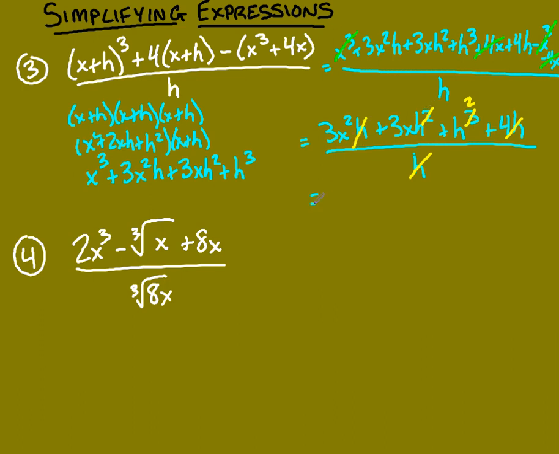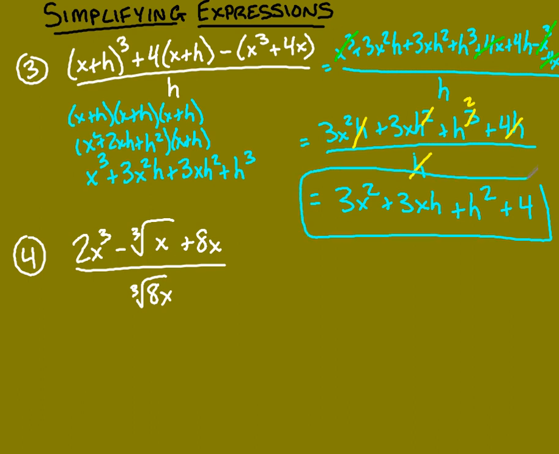So that means my final answer here will be 3x squared, this part will leave me with a 3xh, this part will be an h squared, and this part will be a 4. So that there will be your final answer. And also, while I'm thinking about it, start getting into the habit of boxing all of your final answers. It's very, very key when it comes to AP testing.